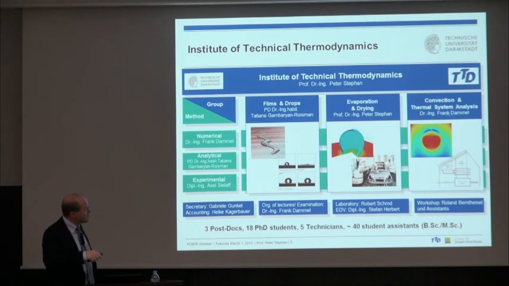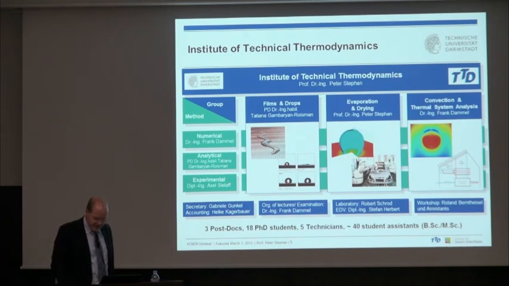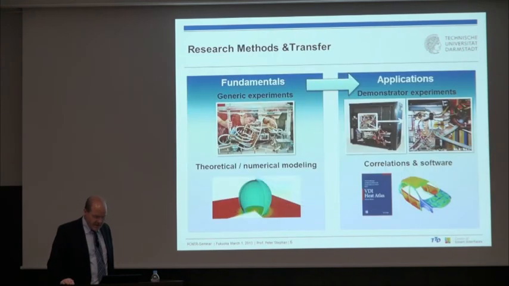And since 2 or 3 years, we are more active also in thermal system analysis, which is a quite interesting subject, also in relation with the Graduate School of Energy Technology. And we use, as a kind of cross-disciplinary, different methods like numerical, analytical, and experimental. And together in these 3 groups, we are about 18, at the moment, I think exactly 18 PhD students.